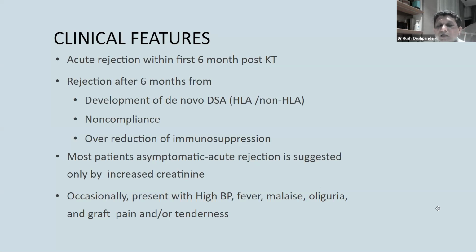Most patients can be asymptomatic, and usually an acute rejection is suggested by an increase in the creatinine. In severe rejections, you will see fever, high BP, graft tenderness, oliguria. But that is when somebody suddenly stops their drugs or they get a very severe antibody-mediated rejection. You are going to see all this. 99% of your patients are going to have only a slight rise in creatinine as an early manifestation of acute rejection.